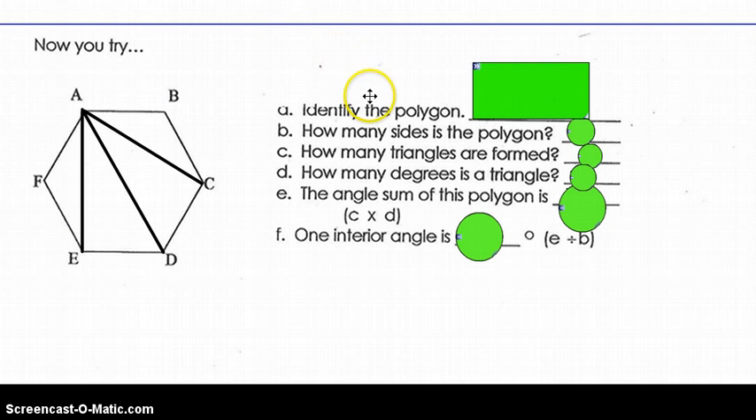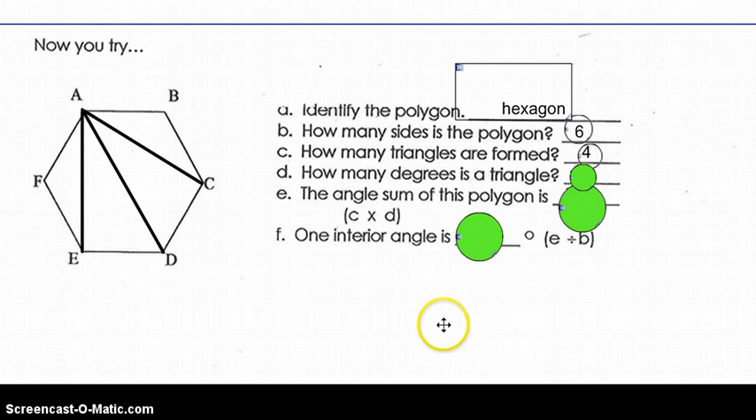So to identify the polygon, you've got to count the sides. This one is a hexagon. How many sides is this polygon? This one has 6 sides. How many triangles are formed? If you count them up, you'll see that there are 4 triangles.